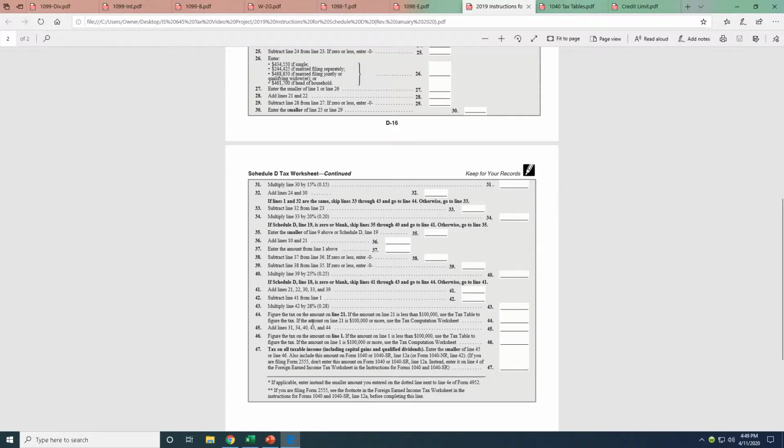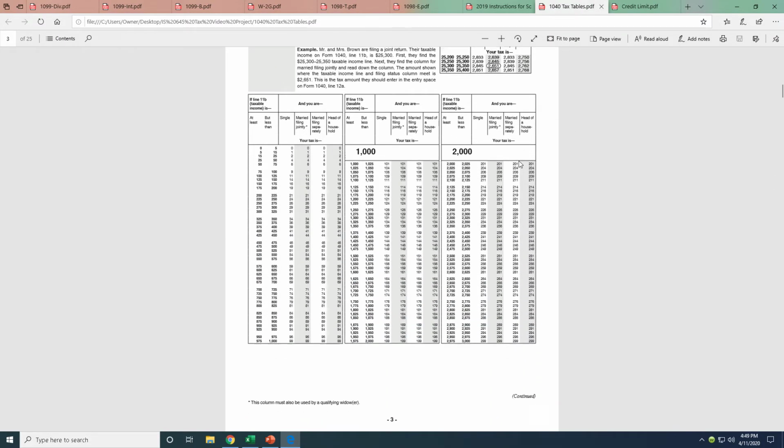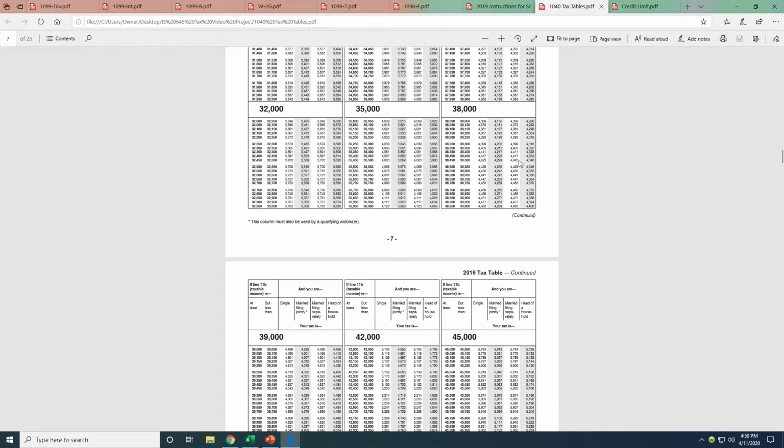So in line 44, if the amount on line 21 is less than 100,000, we're going to use the tax table. So the amount on line 21 on my cheat sheet that I already did for it was $35,100. So we're going to go to the tax table and find 35,100.